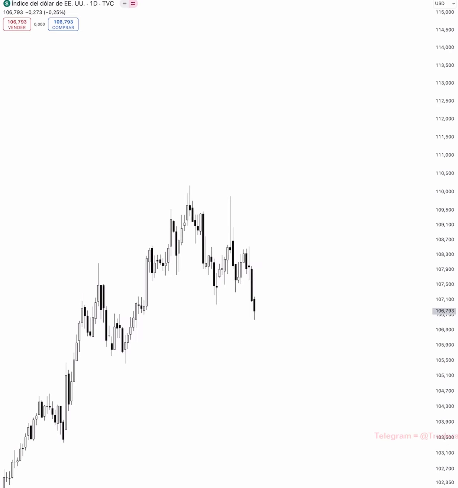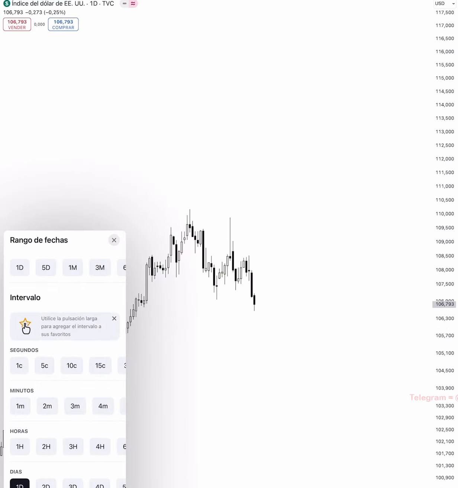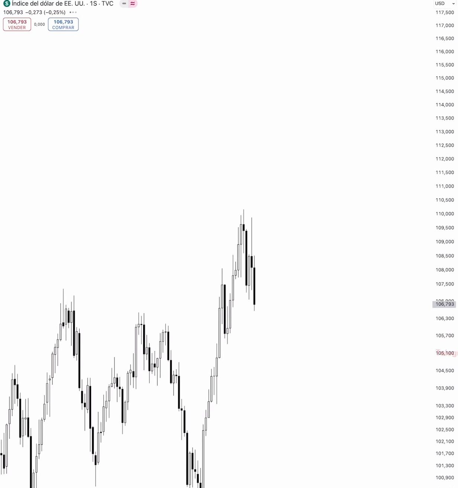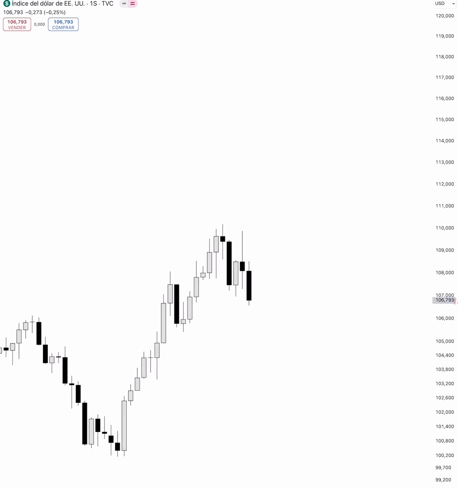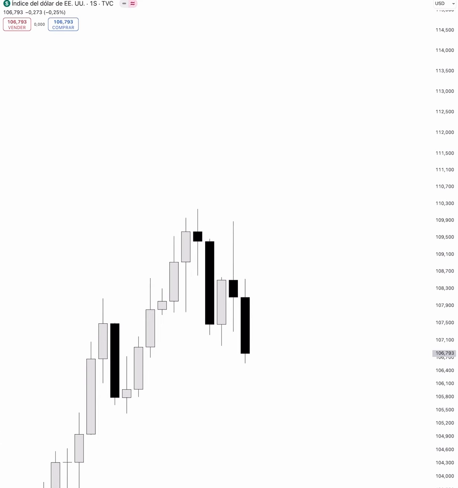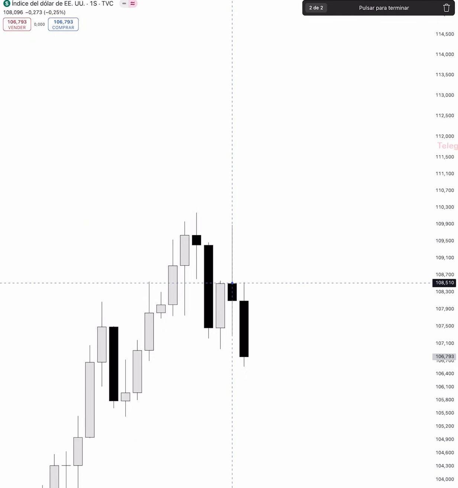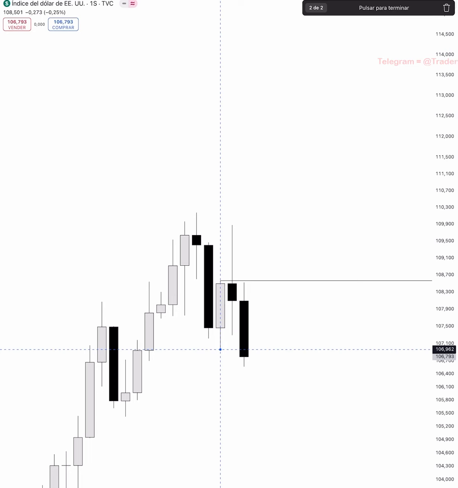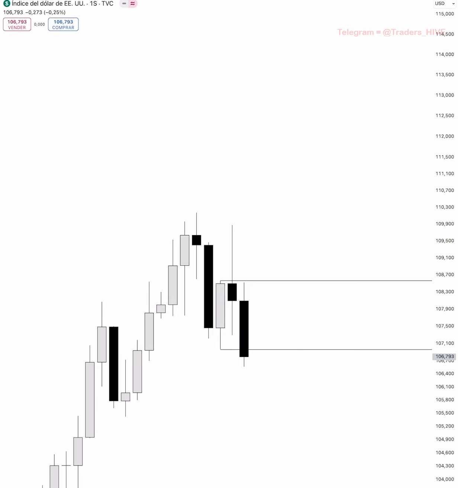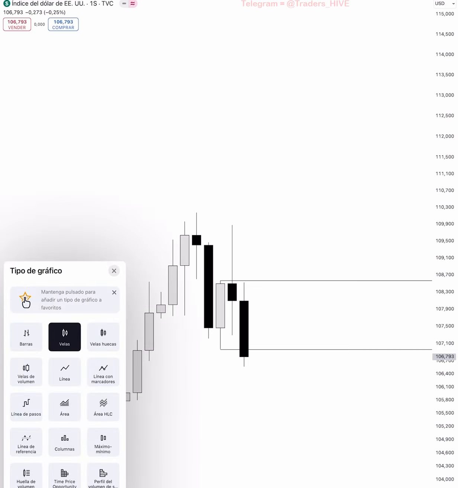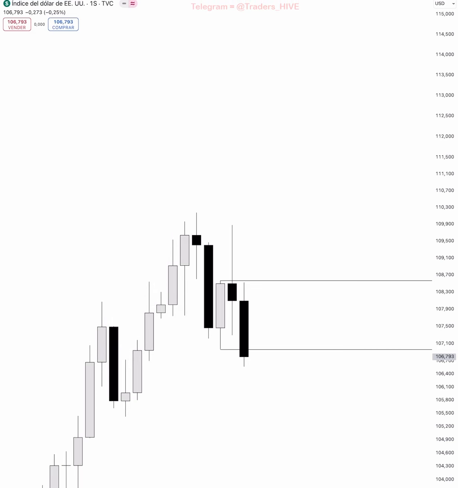We have here the DXY, and the dollar index aided in providing us with a direction for the EU trade you saw me take. Last week they closed the candle like this.